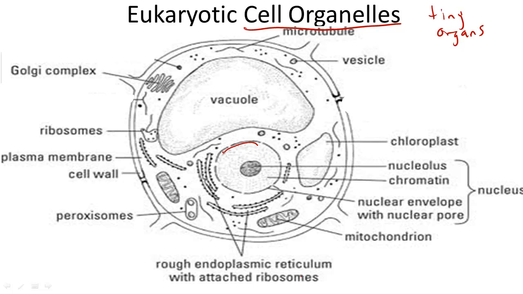All eukaryotic cells have a nuclear membrane that surrounds DNA. The nuclear membrane protects DNA and also has nuclear pores to allow RNA to exit the DNA and continue with protein synthesis.